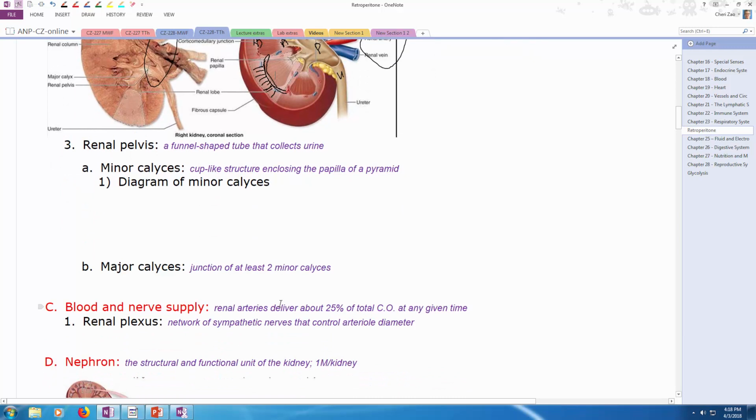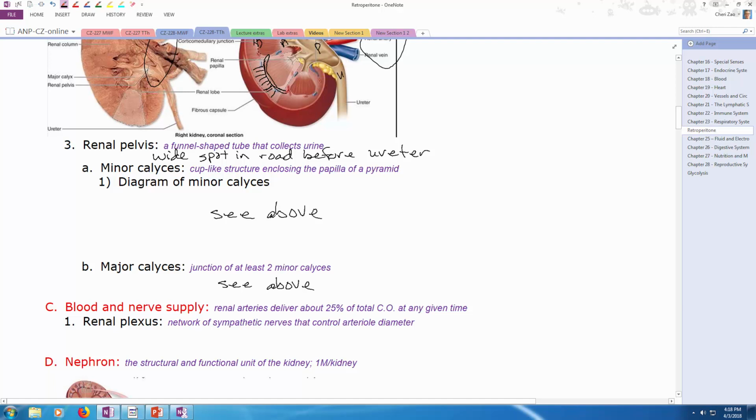Again, going back to a collecting structure, renal pelvis, funnel-shaped tube that collects urine. Not much there that we want to add. I call it a wide spot in the road before the ureter. Minor calyces, cup-like structures enclosing the papilla of a pyramid based on our notes. I say see above. I'm going to take this space out. And a major calyx, also see above.